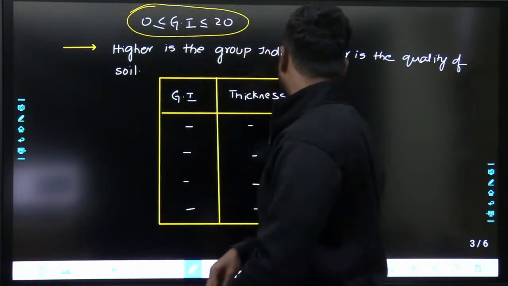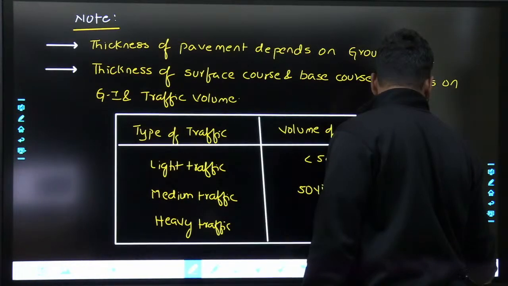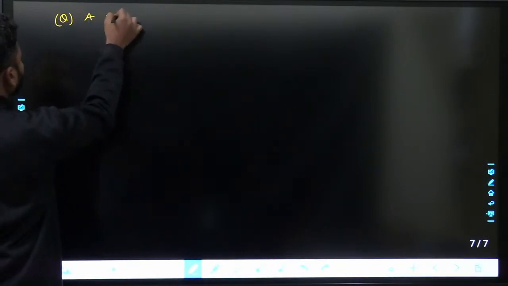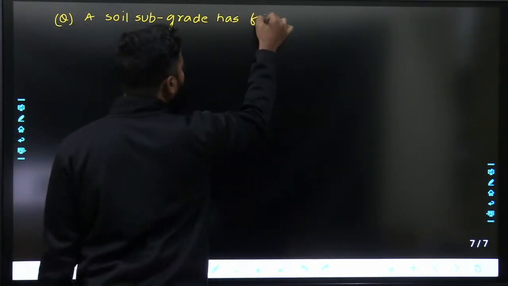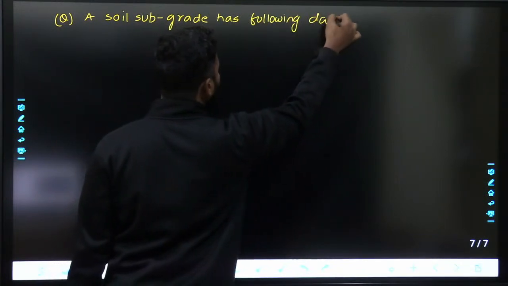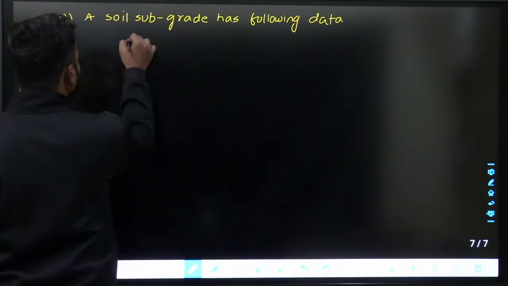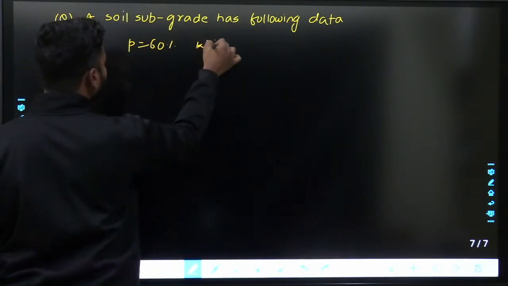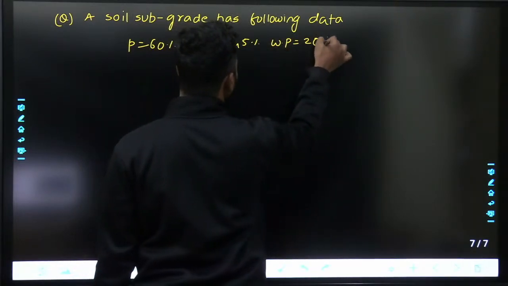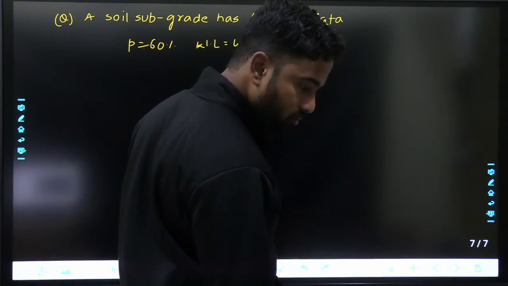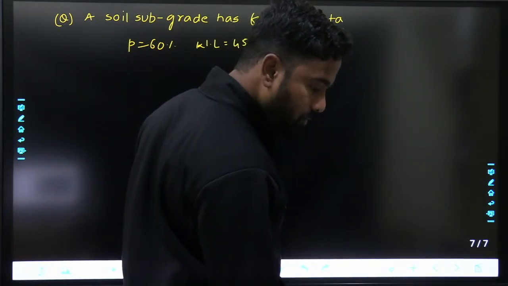Fine. So please solve this question. A soil subgrade has the following data: P equals 60%, liquid limit equals 45%, plastic limit equals 20%. Find out the thickness of the pavement required above the soil subgrade.